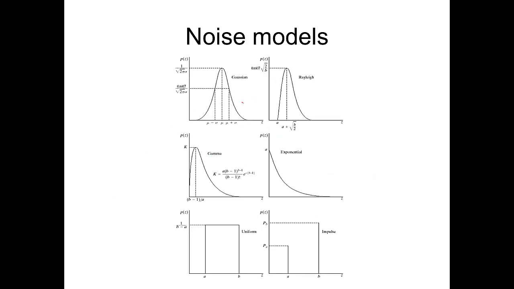So this shows the shapes of the distributions. The Gaussian distribution is shown here, with a variance and mean. This is the Rayleigh distribution. This is the gamma distribution. This is the exponential distribution. This is the uniform distribution, and this is the impulse distribution. We have six distributions here that can be used to model the noise.